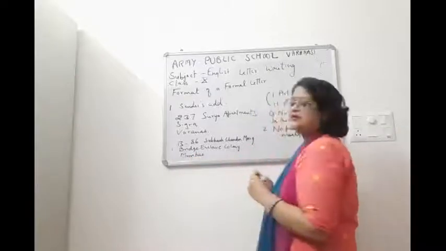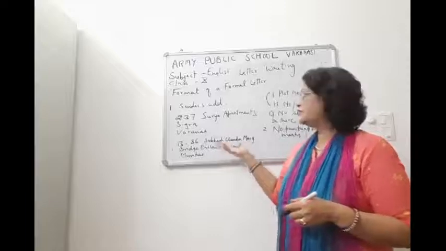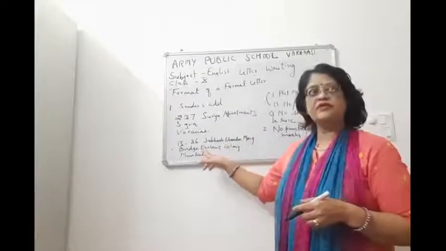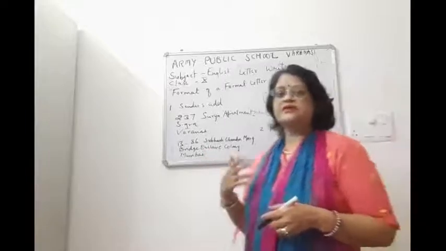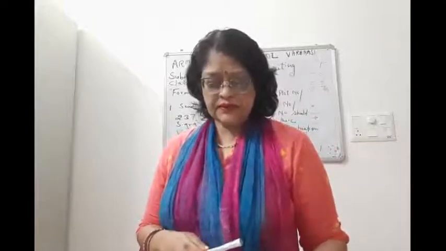So you can see, children, house number is written, then the mark or the lane or the apartment, anything you can write. Then you have to write here the name of the main colony, and then you have to write here the city name. So children, this is the way.